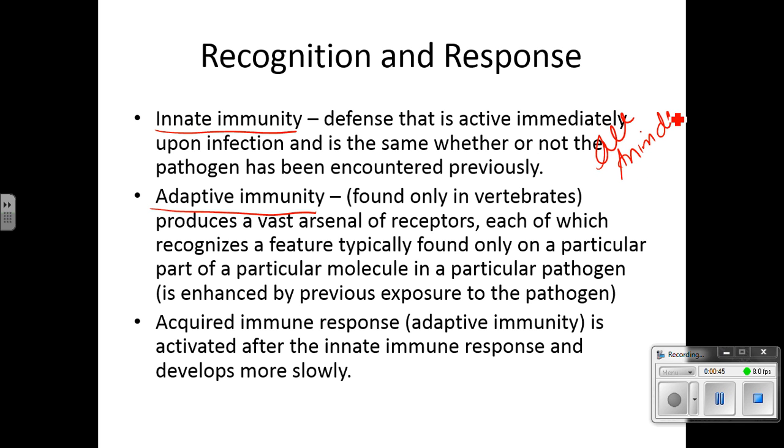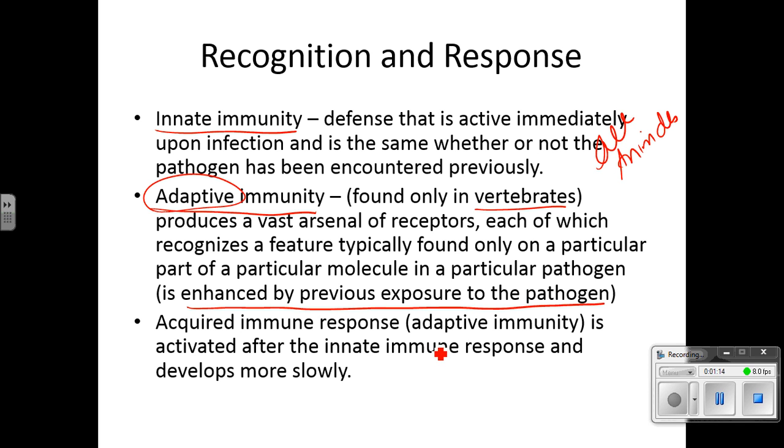However, adaptive immunity is just that. It's adaptive. It's found only in vertebrates, and it produces a vast arsenal of receptors, each of which recognizes a feature typically found only on a particular part of a particular molecule in a particular pathogen. It is enhanced by previous exposure to the pathogen. So the lab that you are doing in class is about adaptive immunity, where they're looking at creating antibodies.